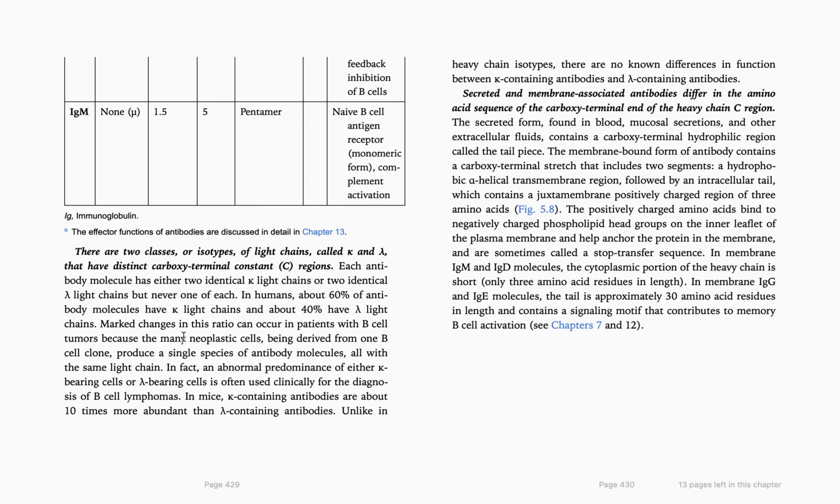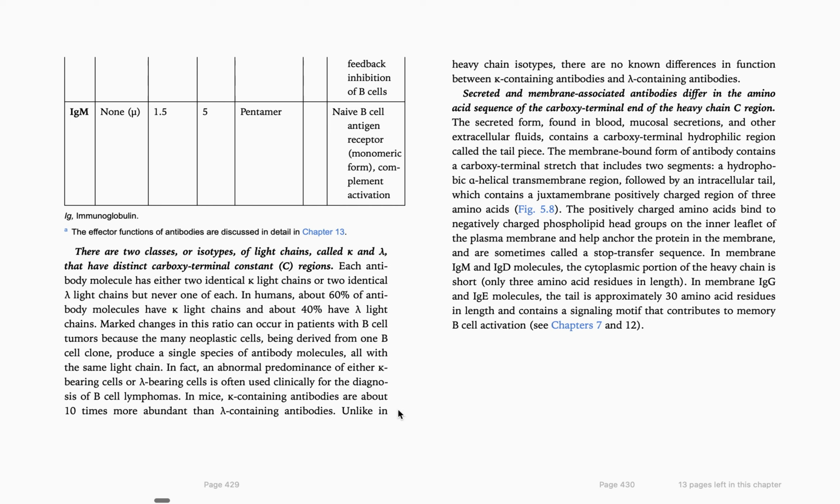Marked changes in this ratio can occur in patients with B cell tumors because the many neoplastic cells being derived from one B cell clone produce a single species of antibody molecule, all with the same light chain. In fact, an abnormal predominance of either kappa-bearing cells or lambda-bearing cells is often used clinically for diagnosis of B cell lymphoma.